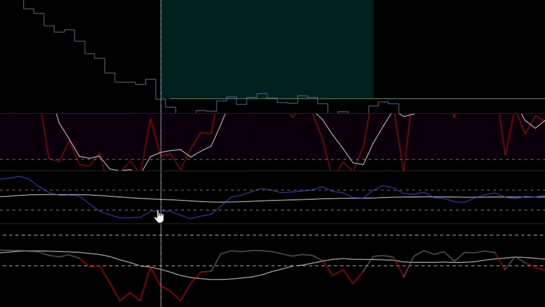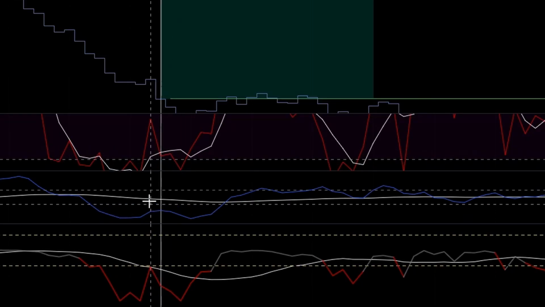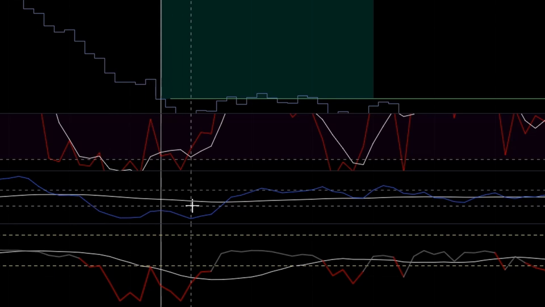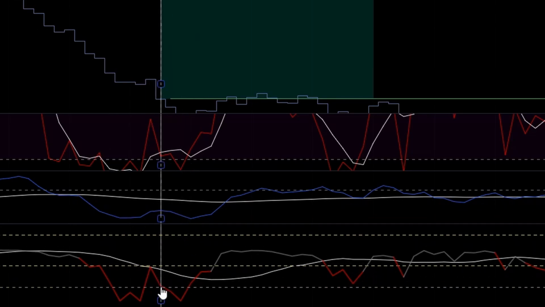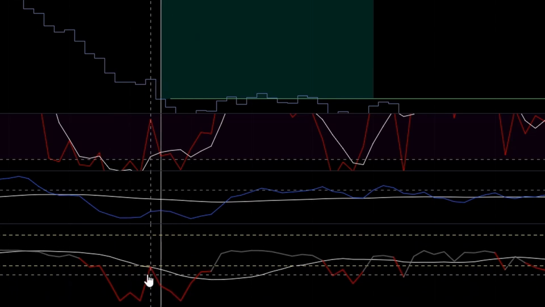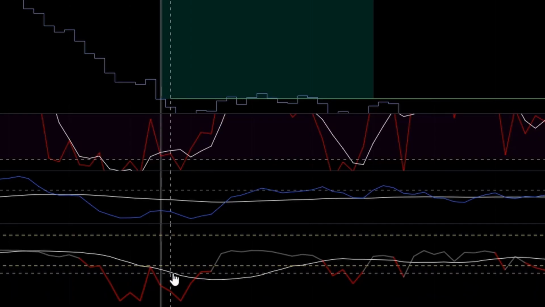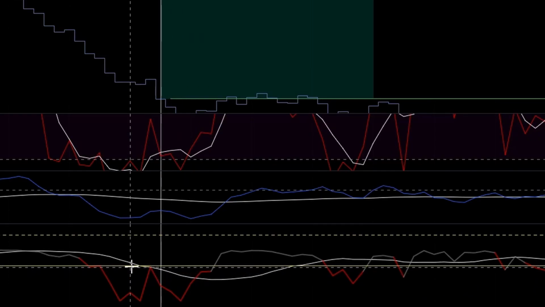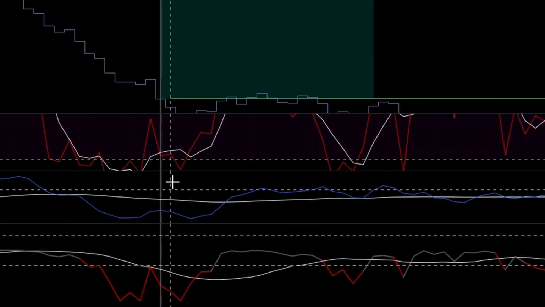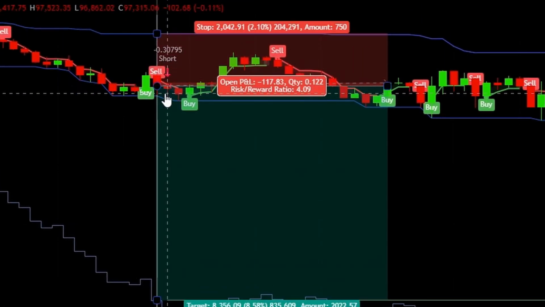On the Chande Momentum, we need to see that the blue Chande Momentum line is under the Chande Momentum base moving average. And the TDFI line, which is this one, needs to be under the TDFI base moving average, this white line, and its lower limit level, which is negative 0.30, this yellow dotted line. All of the conditions are met for this short entry, so we can take an entry at the close of the signal candle or at the open of the next candle.